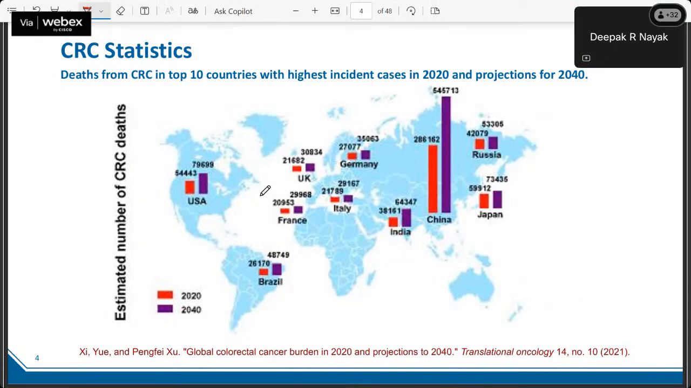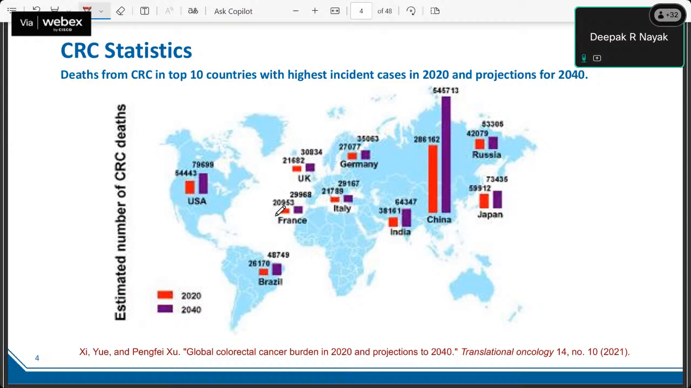Coming to the statistics of colorectal cancer, as I mentioned, colorectal cancer ranks third among all different types of cancers, and it also ranks first among all types of GI cancers. Now, let us look at the number of cases that have been reported in the year 2020.